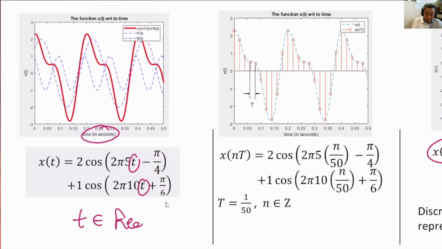Then we can substitute any values of t from 0 to infinity, calculate this 2 cosine and this 1 cosine, and plot this red line for all t. Now, as you know, we can never remember all points on the horizontal axis. If we want to save in the hard disk, we need to sample these points and quantize. What does sampling mean? For example, I'm going to use a sampling period of 1 over 50. That means in 1 second, I'm going to sample 50 times.